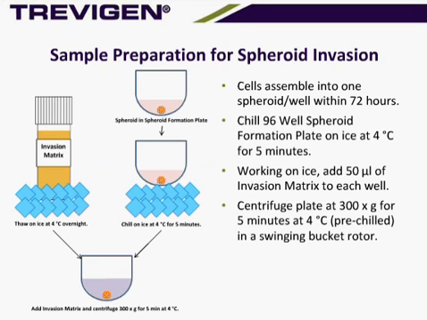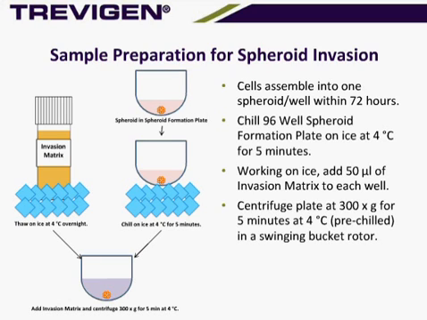So as soon as the invasion matrix is thawed out, we'll take the spheroid formation plate with the spheroids in it and put it on ice at 4 degrees Celsius, so in the refrigerator, for 5 minutes. This will quickly chill down the plate and the spheroid formation ECM and the spheroids themselves. And we'll add 50 microliters of cold invasion matrix to the pre-chilled spheroid formation plate.